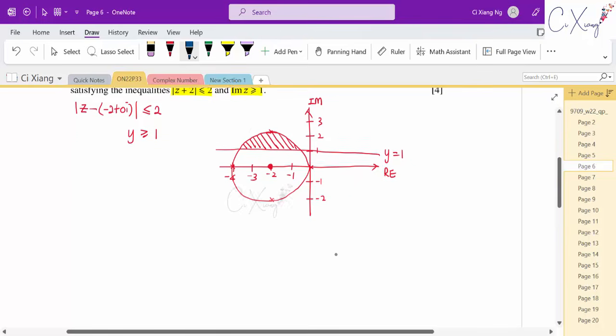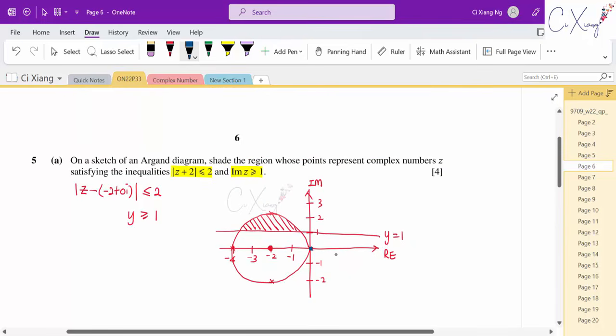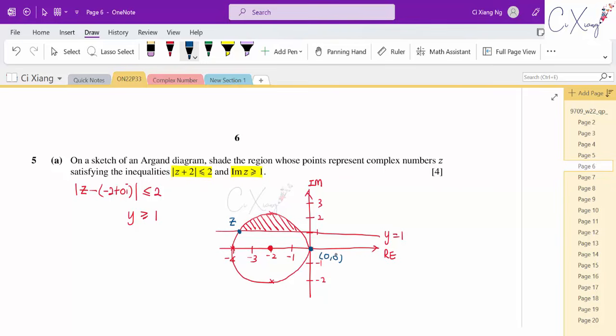Okay, so I will refer back to the diagram. (0, 0) is this point. And then to get the greatest argument, definitely this should be my z. Okay, this is (0, 0). It is because if we try to calculate the z here, this argument will be the biggest one.